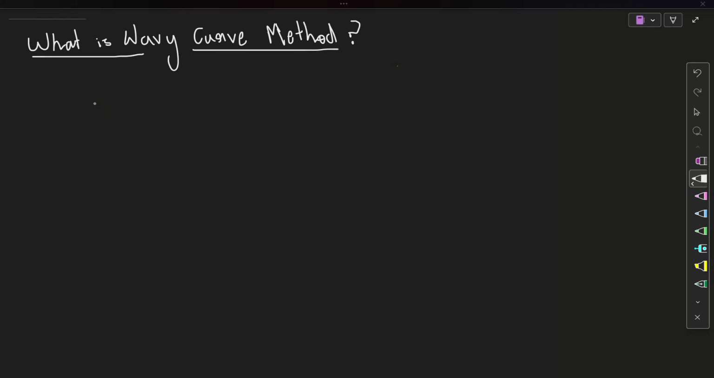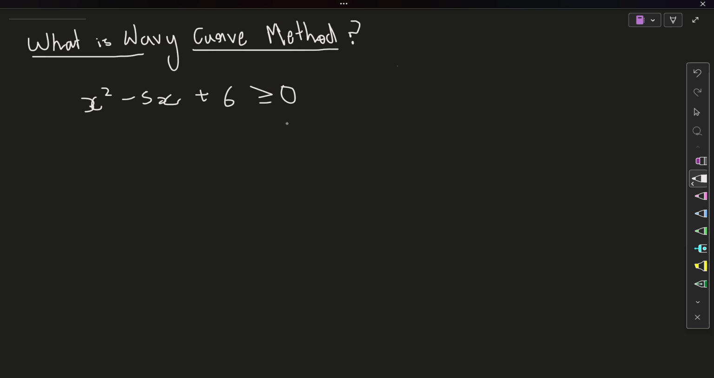First, let's see what the Wavy Curve method is. If you just want to see how it works, and not the reason, then you can skip the video. The Wavy Curve method is just used for solving inequalities. Like, if you're given an expression like x squared minus 5x plus 6 is always greater than or equal to 0.